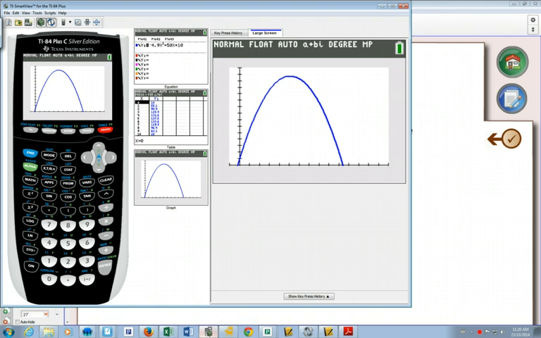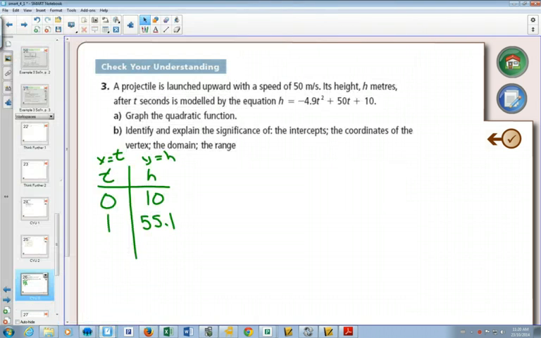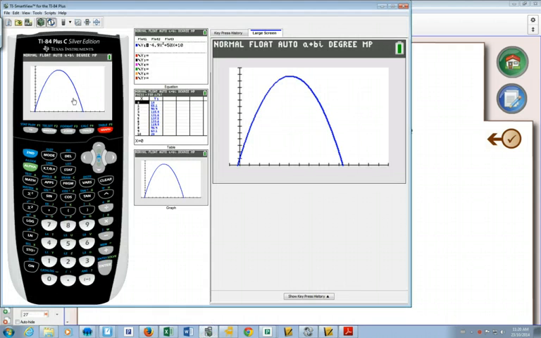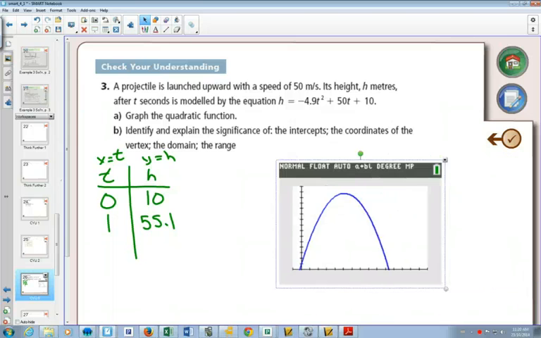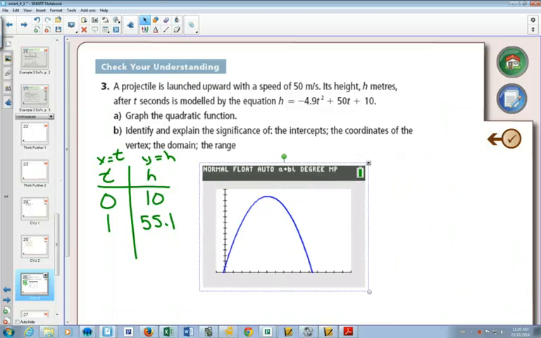Everything's slow today. Did it work? Okay. Let's bring this graph, drag it over here. There we go. So there's our graph.